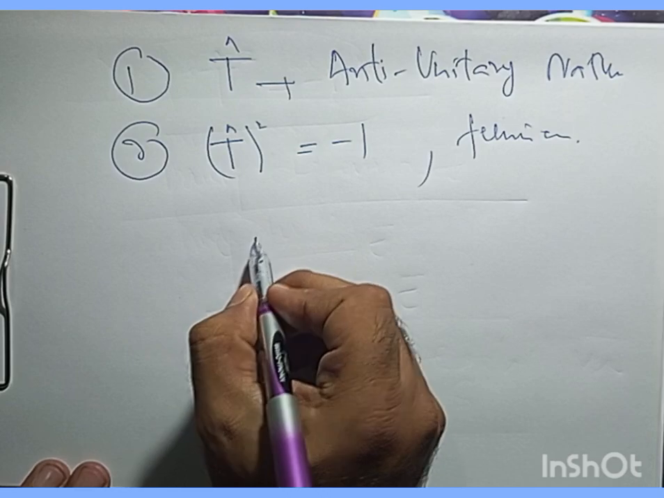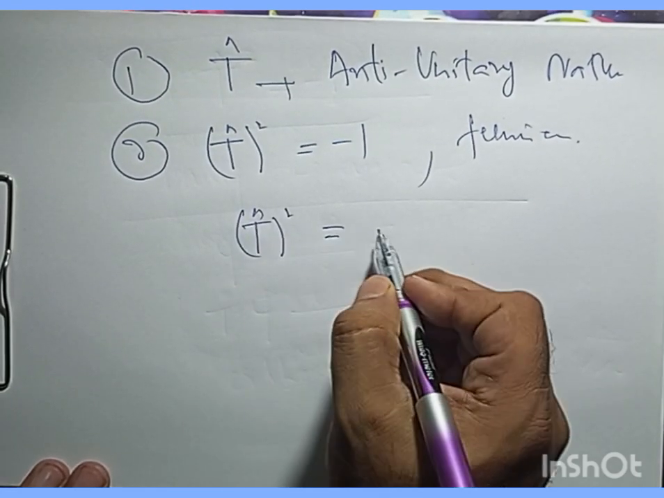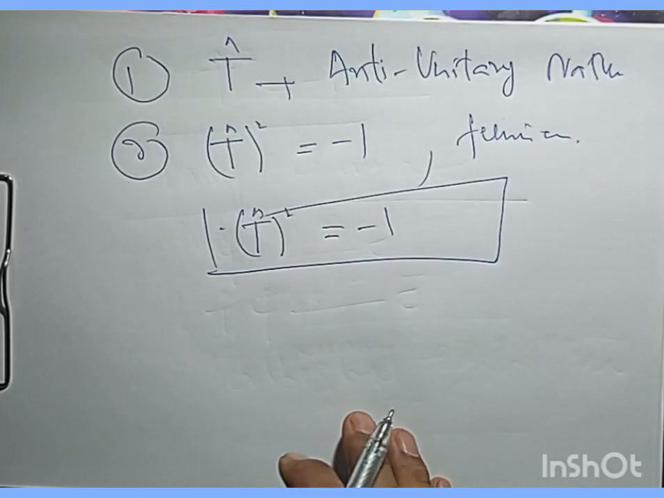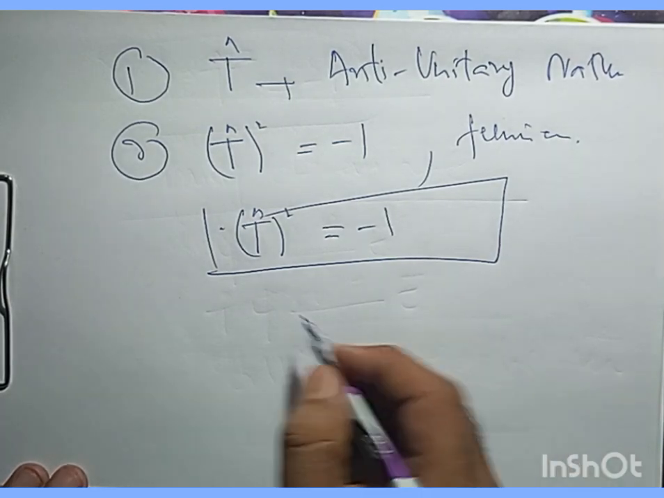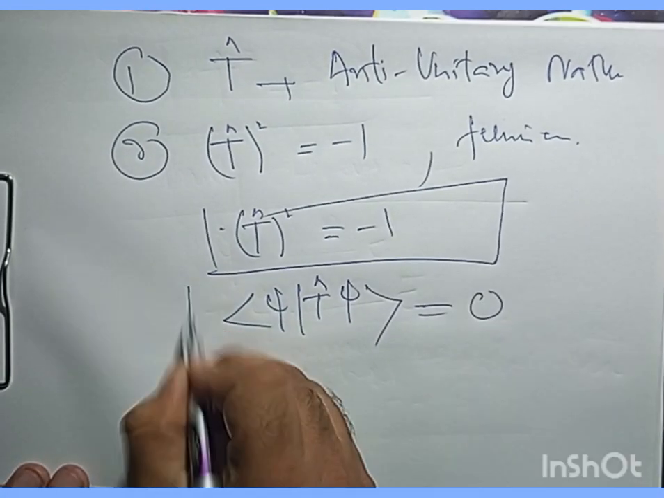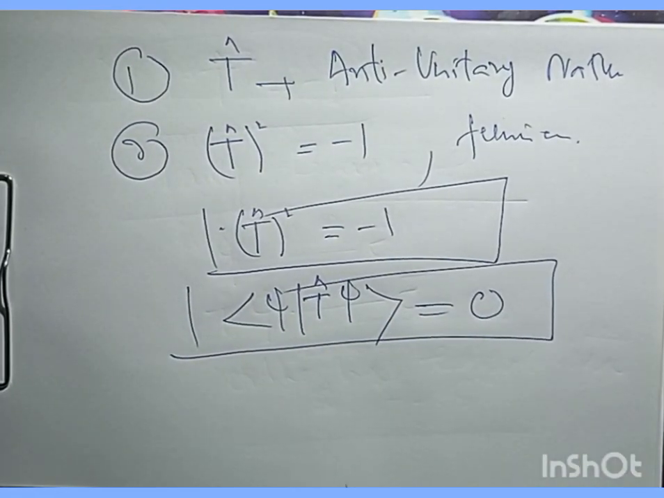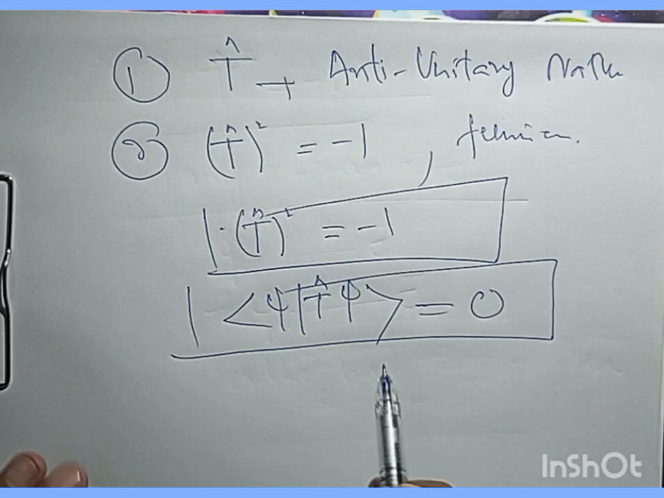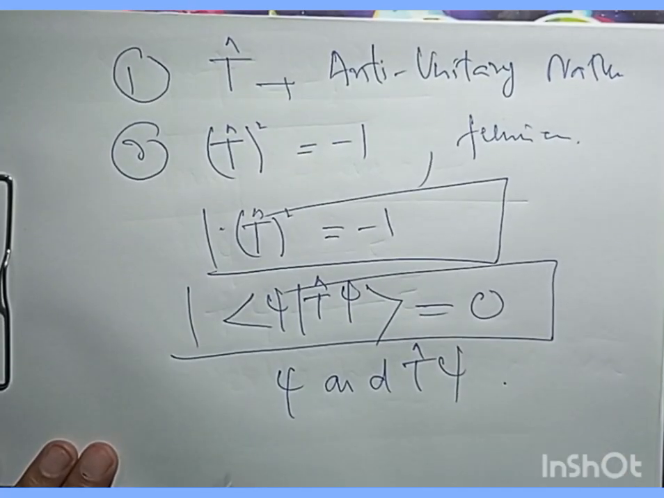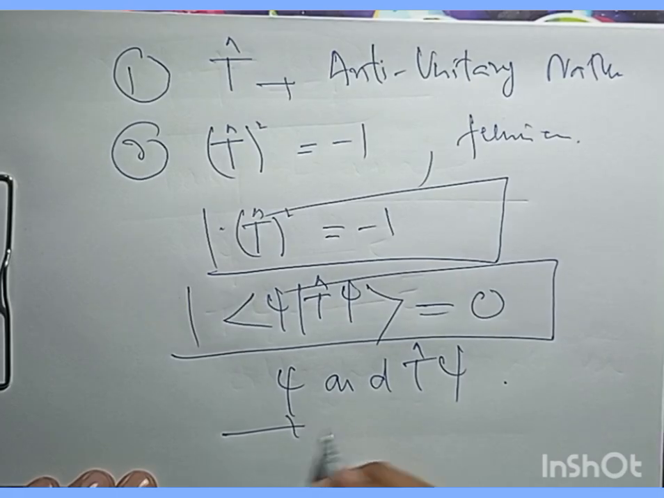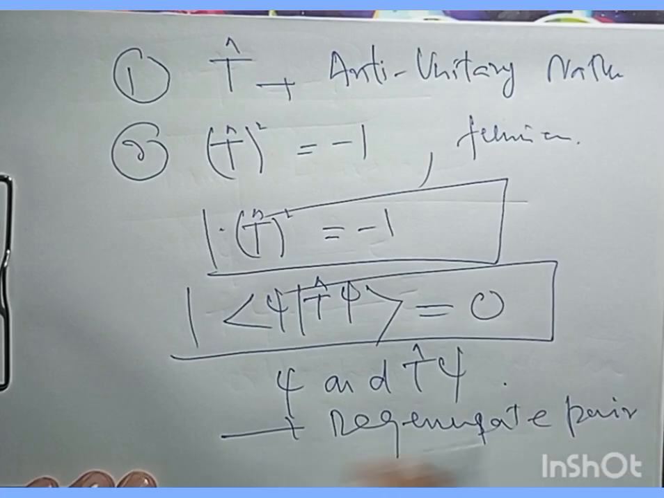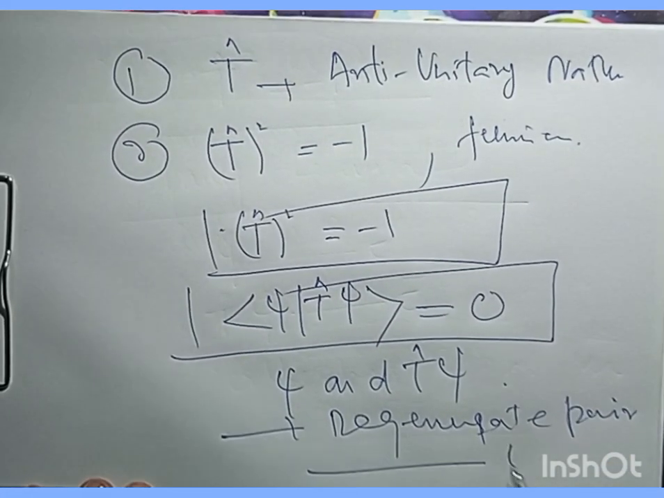Now, because this T cap whole square is minus 1, the time reversed state, which is T psi, is orthogonal to psi. So what does that mean? That means the inner product of psi and T psi must be equal to 0. They are orthogonal to each other. So this orthogonality leads to the conclusion that psi and T psi form a degenerate pair, both with the same energy equal to E.